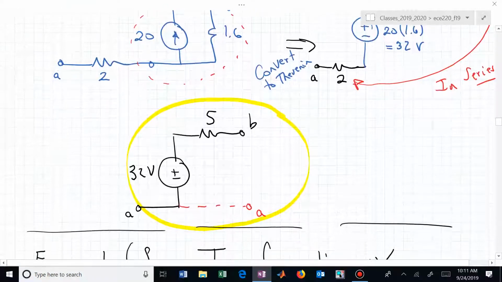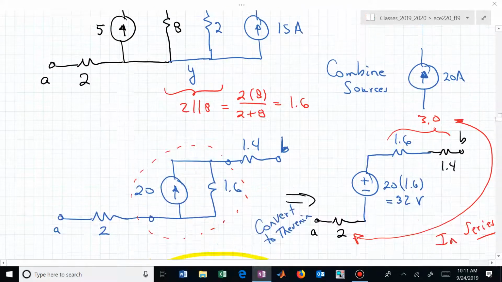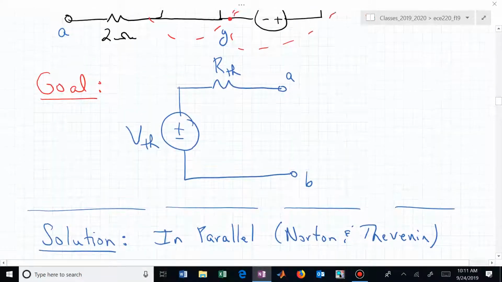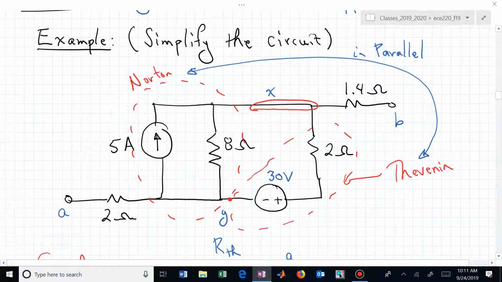So now what would we do with this circuit? What would we do with this circuit? Why are we doing this? And we may get into this tomorrow. Is tomorrow Wednesday? It's not the exam day, is it?